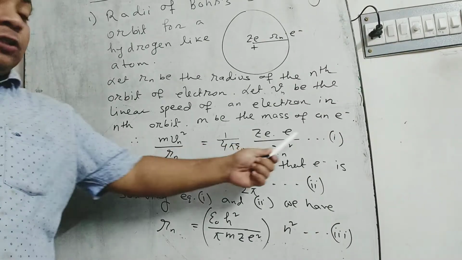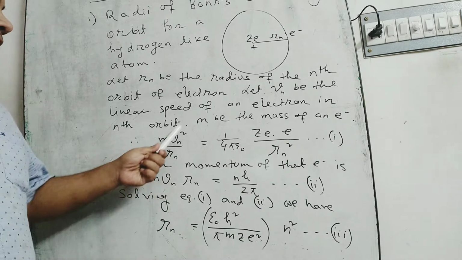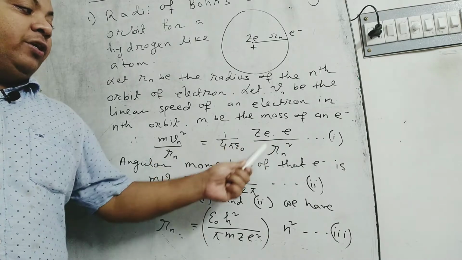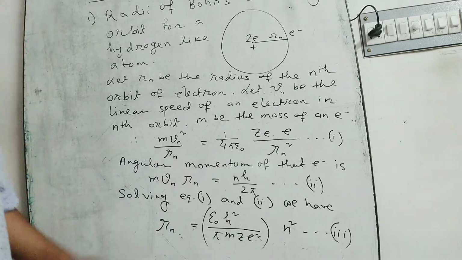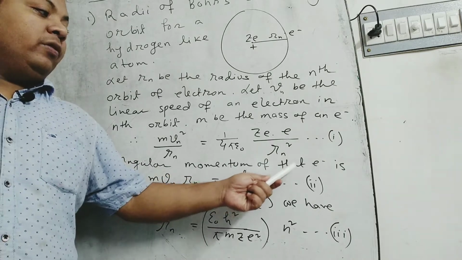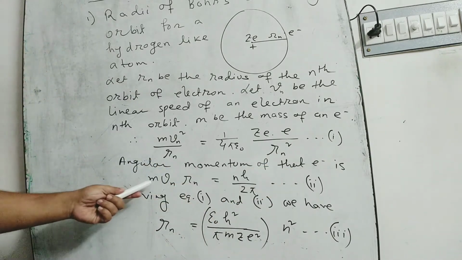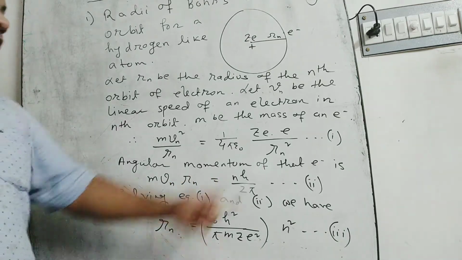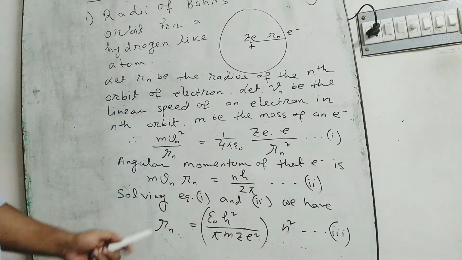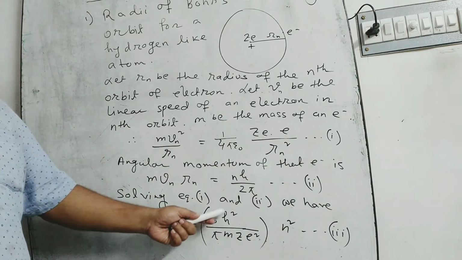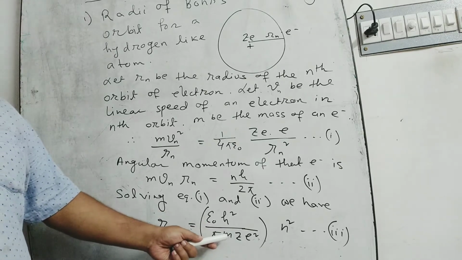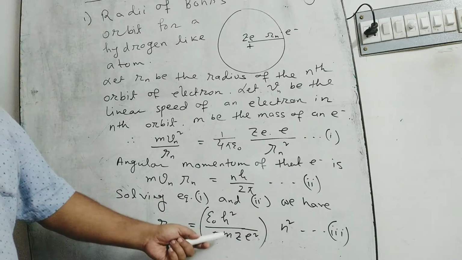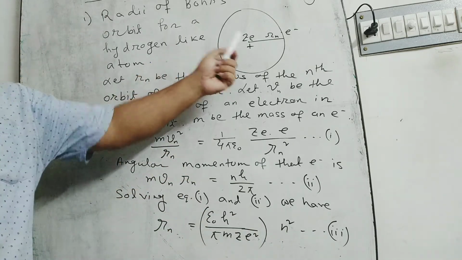From the first equation we can write m v_n square by r_n is equal to 1 by 4 pi epsilon 0, Ze into e by r_n square, and the angular momentum of the electron in the nth orbit is m v_n into r_n is equal to nh by 2 pi. Now solving equation 1 and 2, we have r_n is equal to epsilon 0 h square by pi m Z small e square into n square. Here Z denotes the proton number inside the nucleus.